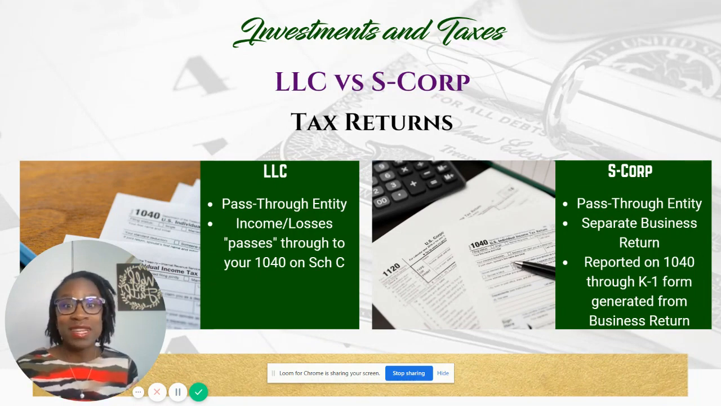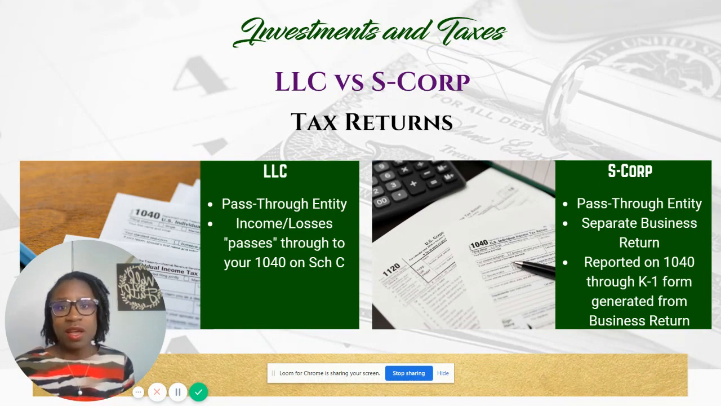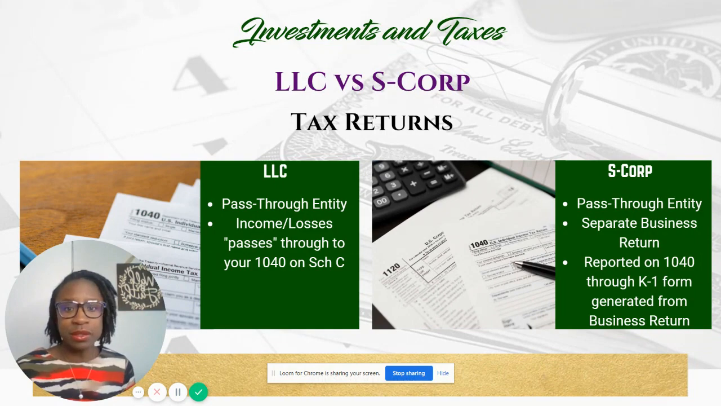And so the way that it's going to be taxed is different. An S-Corp files what we call an informational return. It's a separate business tax return and it's going to be filed on the 1120S. What that means is that you're going to be filing your financial information on the 1120S, but there are no taxes that are going to be paid on this business return. Any taxes on this S-Corp are going to be calculated and passed through to your 1040.